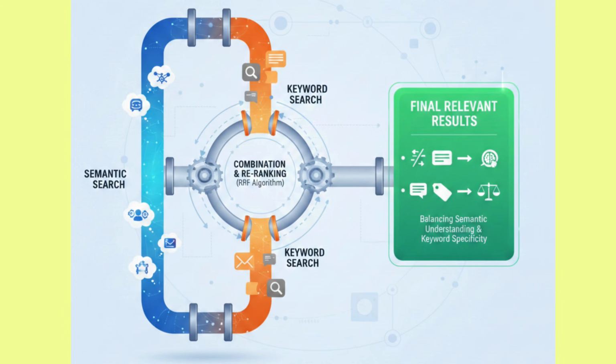So moving on, a hybrid search works by running both a semantic search and a keyword search simultaneously. The results from both methods are then combined and re-ranked, often using an algorithm called reciprocal rank fusion, or RRF, to provide a final, highly relevant list of results that balances both semantic understanding and keyword specificity.